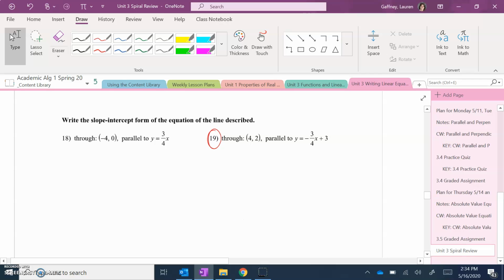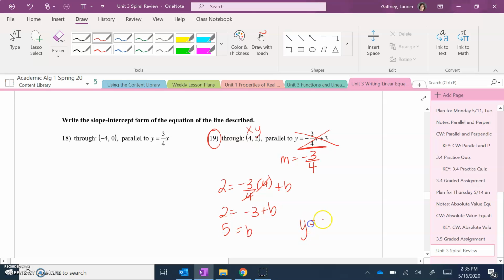Okay, so the only thing I'm using this equation for is to pull out that my slope is a negative 3/4. After I do that, I am done with that and I don't need it anymore. Okay, so this is my x and this is my y. So y equals mx plus b. Add that over and my b is 5. So my equation would be y equals negative 3/4 x plus 5. We didn't use that 3.